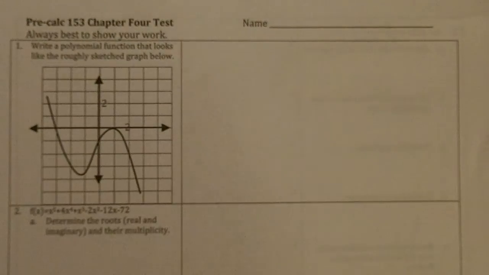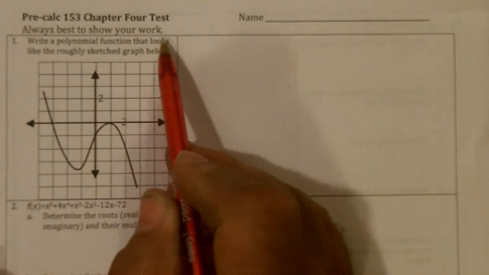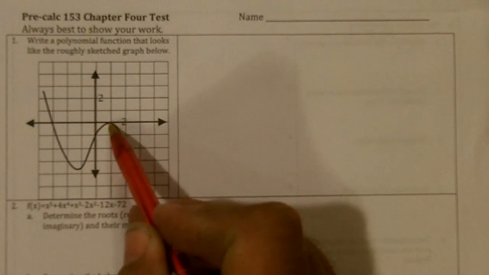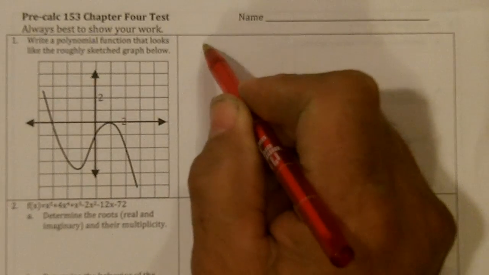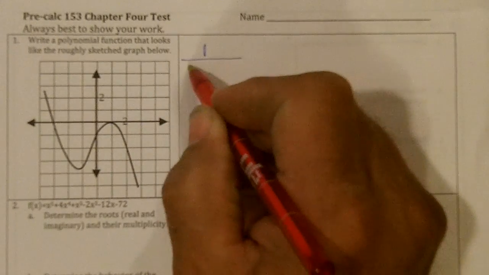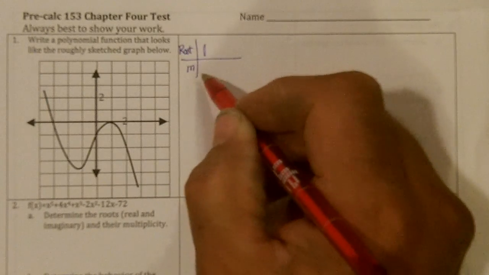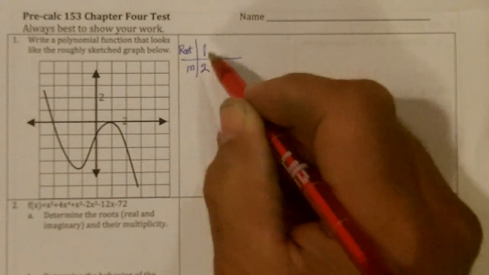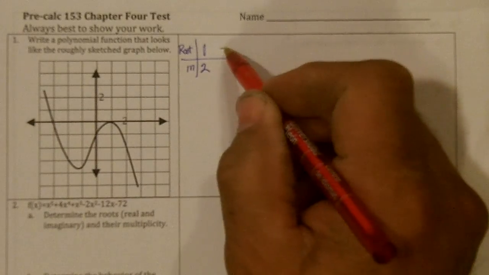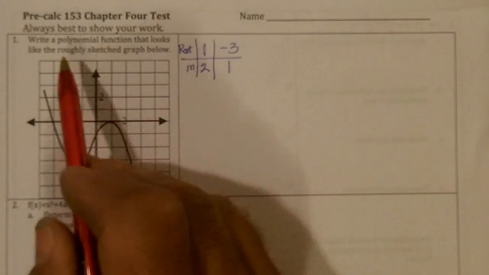All right, this is chapter 4, sample test I gave you. Write a polynomial function that looks like this graph. So the things we notice is it hits at about +1, and it hits as a bounce, so it has multiplicity. The root, or the 0, is 1, and a multiplicity of 2 because of the bounce. And it goes kind of straight through at -3, so that's a root. But since it just goes straight through, it has multiplicity 1.